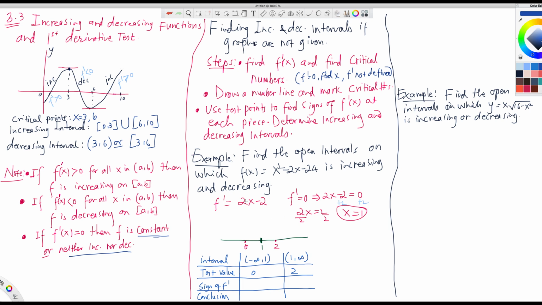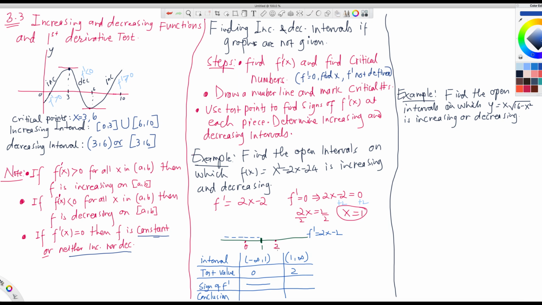What is f prime? F prime is 2x minus 2, right? Now you plug in 0 into f prime and find out the sign, and plug in 2 into f prime and find out the sign. When you plug in 0, what do you get? 2 times 0 is 0, minus 2 is negative 2, right? Negative means the sign of f prime is negative. You can write negative signs across the piece, because on this test point it is negative, so everywhere it will be negative.